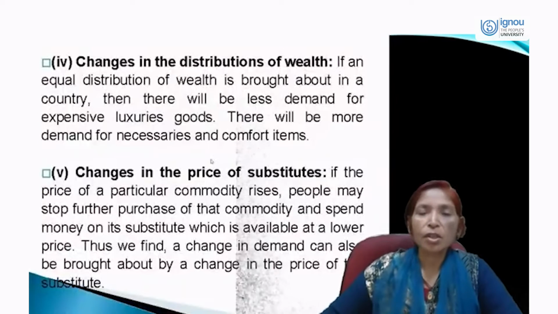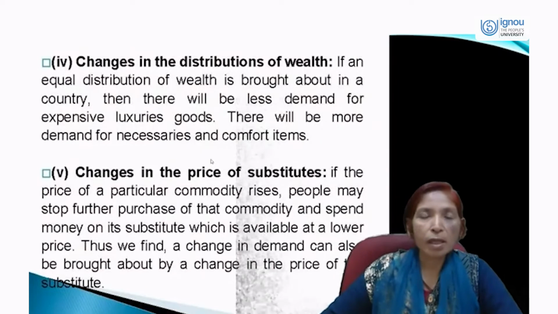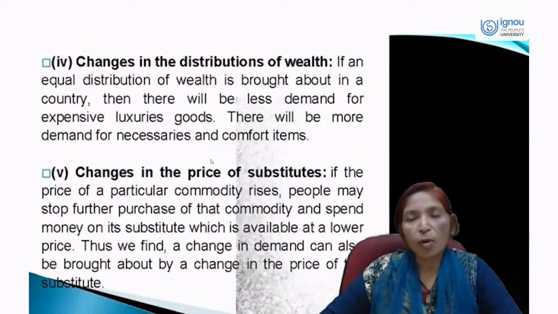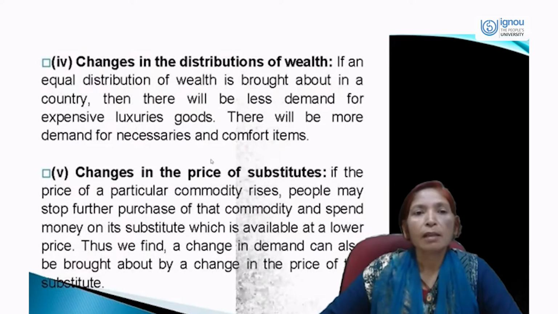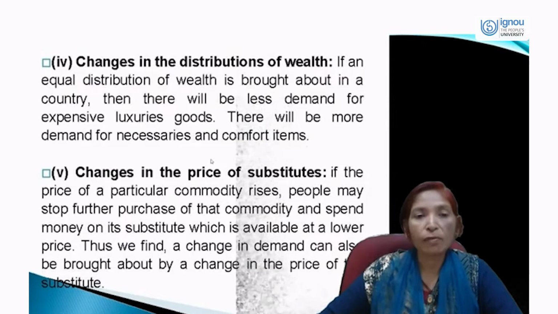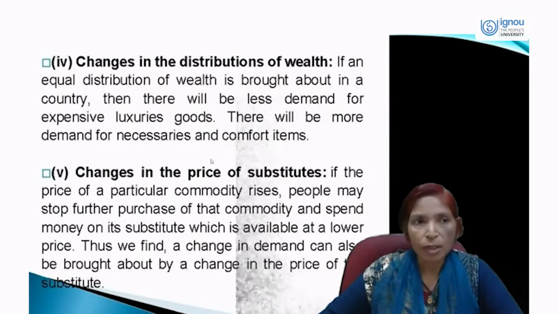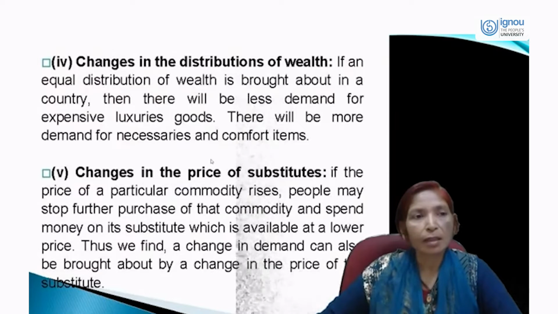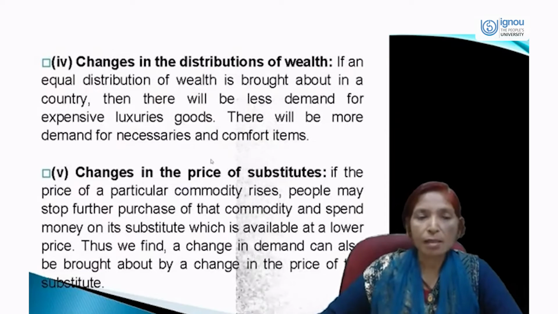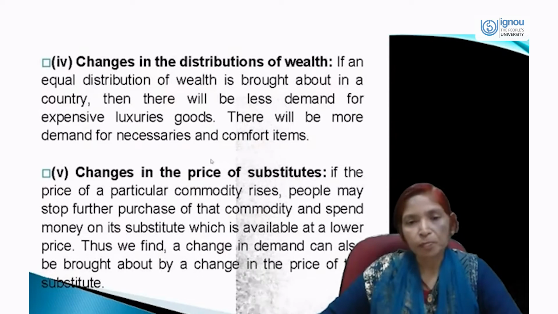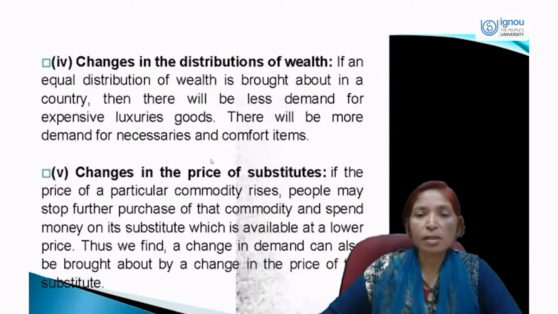Next is change in distribution of wealth. If an equal distribution of wealth is brought about in a country, then there will be less demand for expensive luxury goods. There will be more demand for necessary goods and comfort items. So if distribution of wealth is equal, then luxurious product demand will be less, but necessities goods and comforts goods demand will be higher.